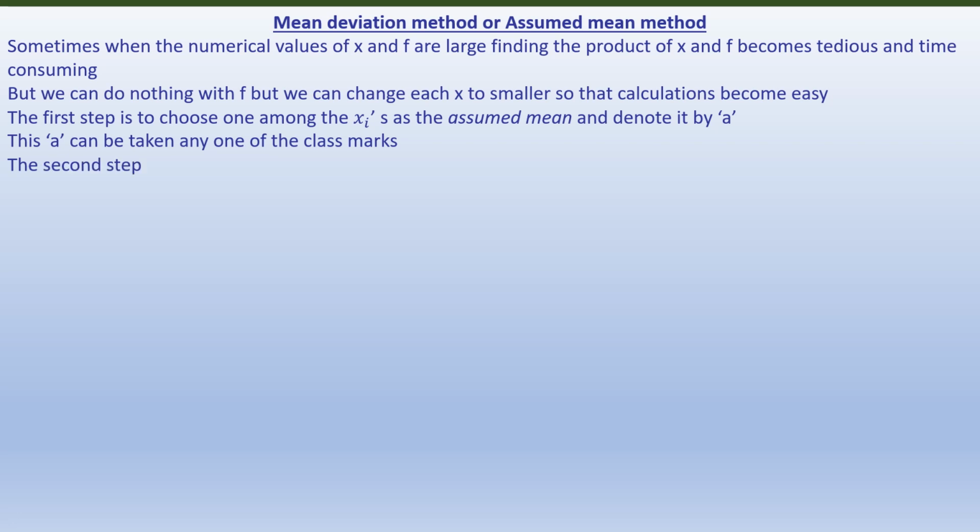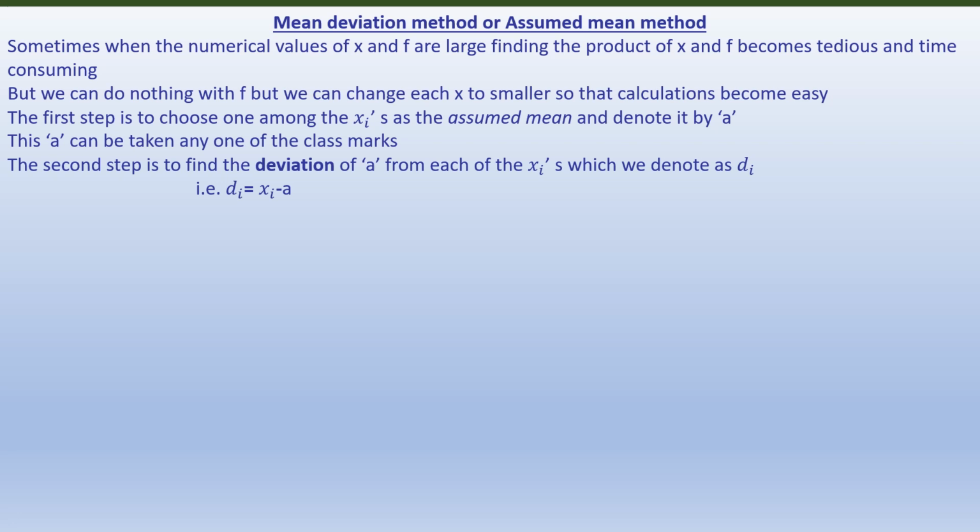After taking the assumed mean, we have to find the deviation of each class mark from it. We denote this by di, the deviation of the ith class. The class mark of the ith class is denoted by xi, and the deviation di is nothing but xi minus a. Here xi means every class mark and a is the assumed mean, which we have taken from among the class marks. That is deviation.